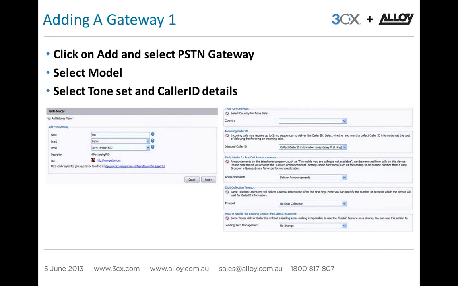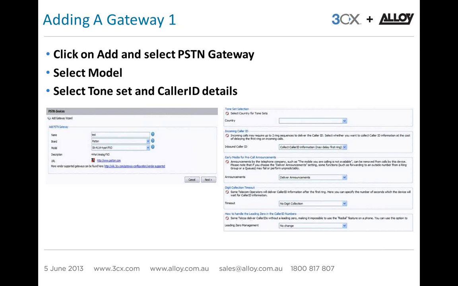There's drop-down boxes if you're using a supported gateway. For instance, in this case, we're using a Patton gateway with 4 PSTN lines. The model that we'll be using here is a Patton 4114, which has 4 FXO ports. We select the country. We can collect the caller ID. We can deliver announcements through this. We can also have a digit collection timeout.